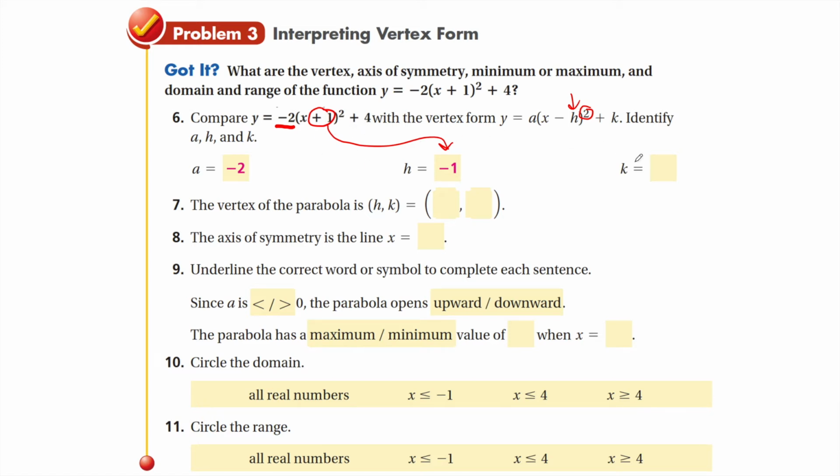And last but not least, you have your k value, which is on the outside, which is always good, and we're just going to see what it is. It happens to be a positive 4, which means that we're just going to bring that down into our k value.